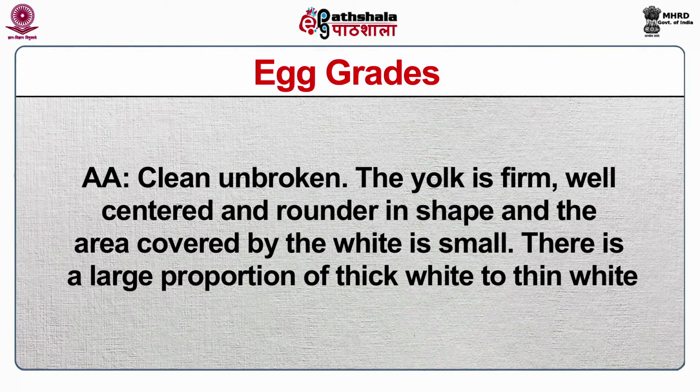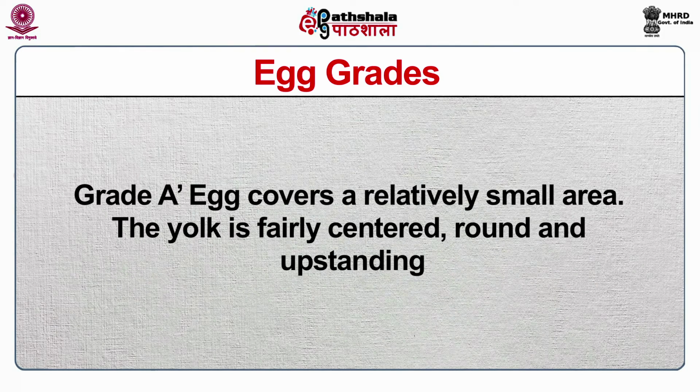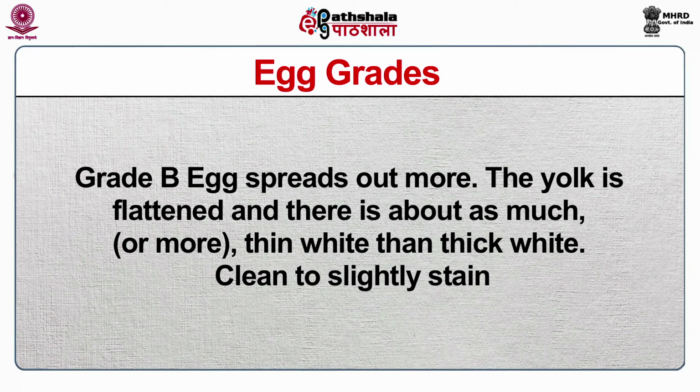The yolk is firm, well centered and rounder in shape, and the area covered by the white is small. There is a large proportion of thick white to thin white. Grade A eggs cover a relatively small area. The yolk is fairly centered, round and upstanding. Grade B eggs spread out more. The yolk is flattened and there is about as much thin white as thick white, clean to slightly stained.